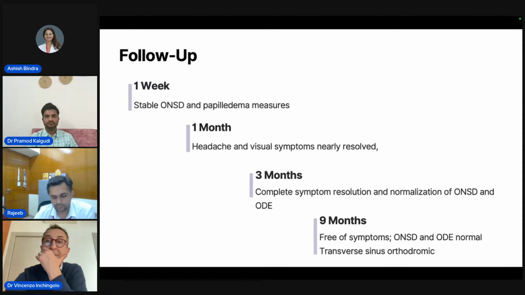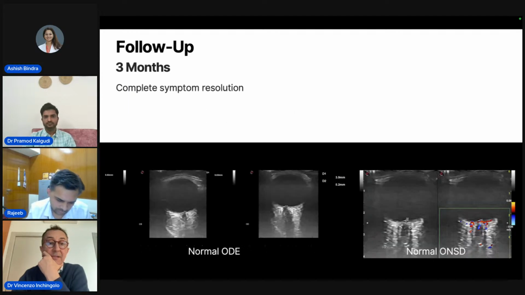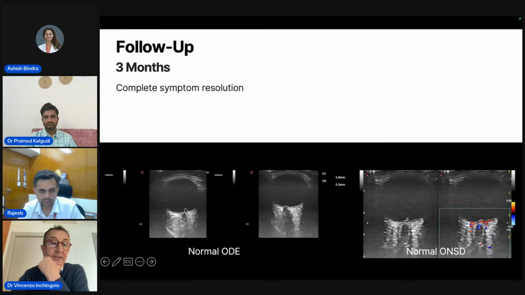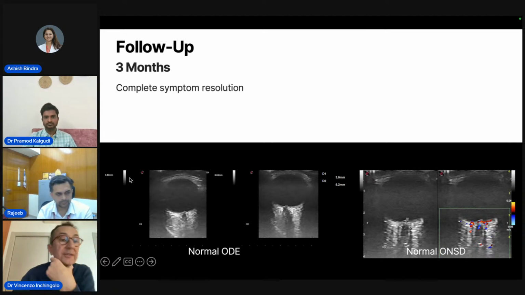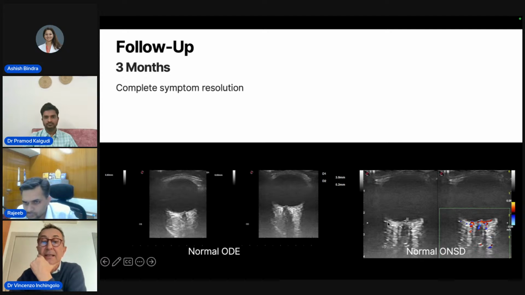This is the follow-up. These are the ultrasound findings at a 3-month follow-up. You can see here normal at 3 months, complete symptom resolution, and also a normal optic disc. Here you can see 0.8. And you can see also a normal optic nerve sheath diameter.